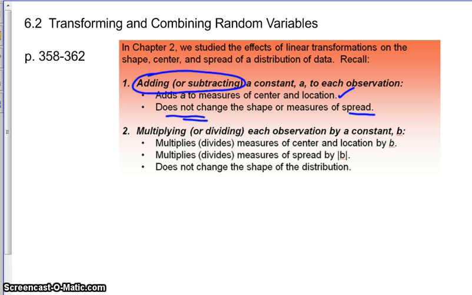But when we multiply or divide, it changes everything. It changes my locations. It changes my spread. But again, one thing to remember is by the absolute value, because if, for instance, we multiplied everything by a -2, what would happen is my spread would change by a factor of +2. Okay? Neither one changes the shape of my distribution.